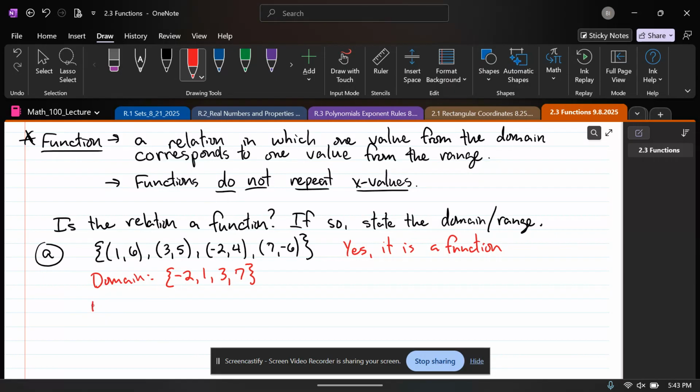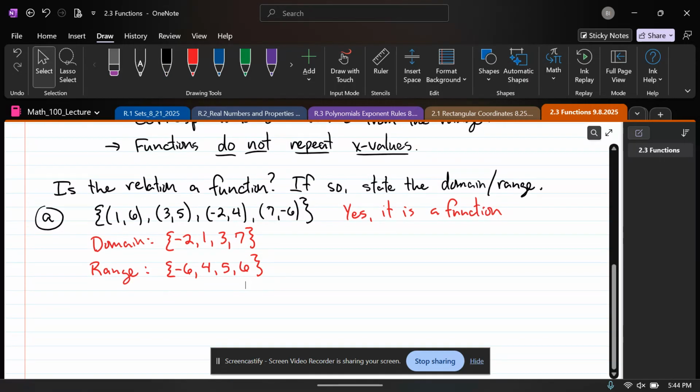The range. That's a set of the y values from the relation, in this case, from the function. And they want to go bottom to top on that. So what is the bottom y value? -6. And then 4, 5, and 6. And somehow I subconsciously wrote them in reverse order there. Didn't realize I did that. But pretty easy when it's a set of ordered pairs. Really easy to look at and tell.